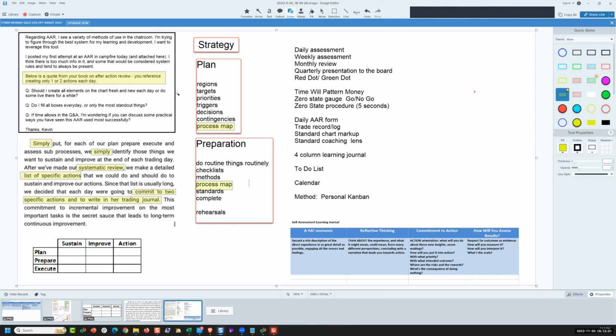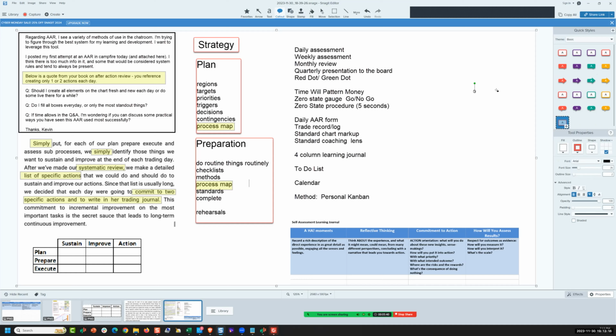If time allows in the Q&A, I'm wondering, could you discuss some practical ways to see how to use this AAR process? So I'm going to put this into the context of operational excellence and a combination of learning and operations, because this is how you create a culture of continuous systematic improvement. I'm going to begin by trying to find my pen. There it is.